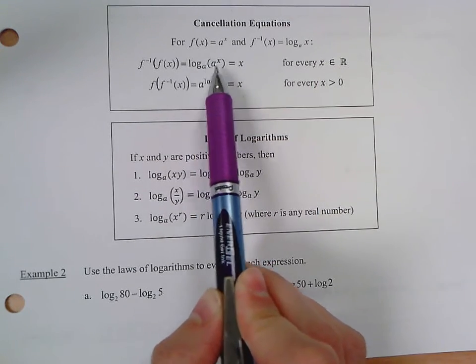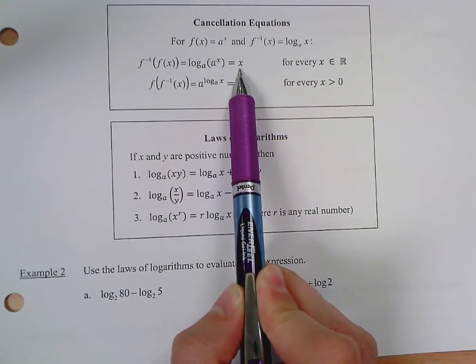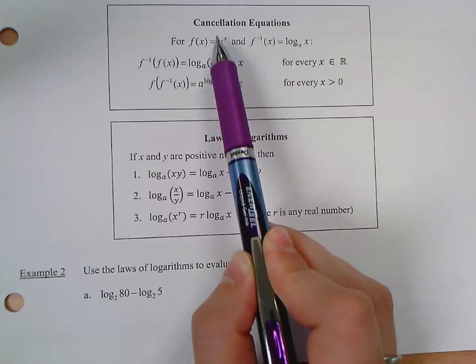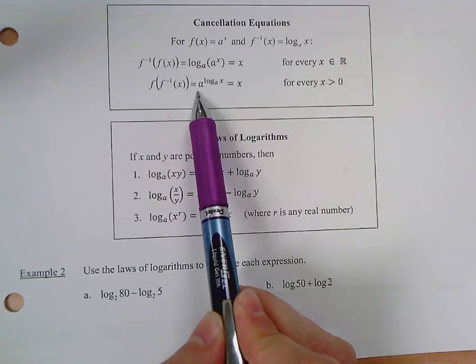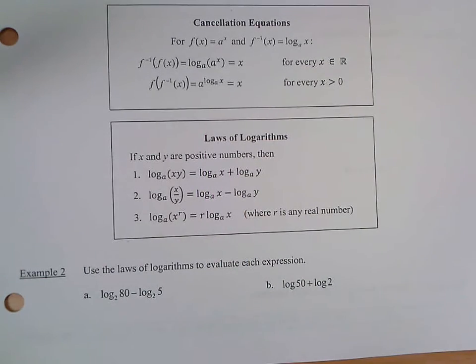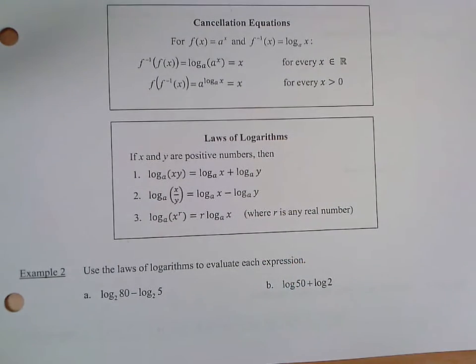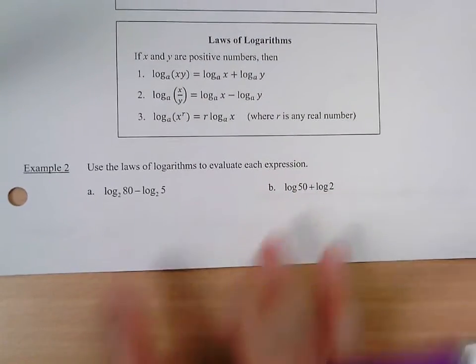Log base a of a to the x cancels out and you just have x. And then the opposite of that, if I substitute a logarithm into an exponential function, again, bases are the same. So a raised to log base a of x, those also cancel each other out to just get x. And these are really the cancellation equations you use when you're solving equations that involve logarithms or exponents. Yes, that stuff. You need to know that stuff.